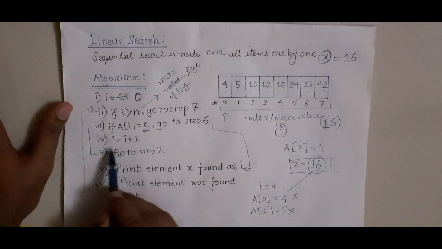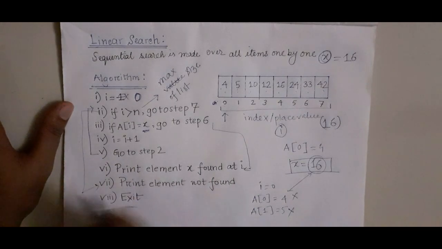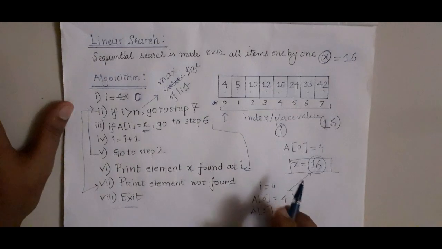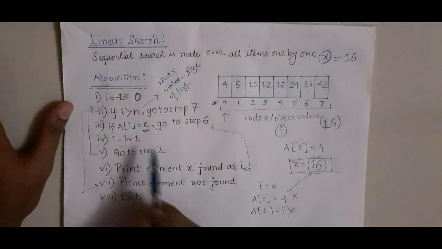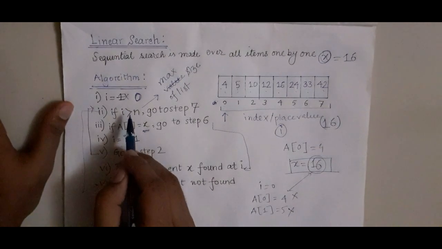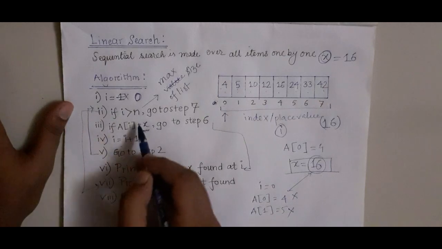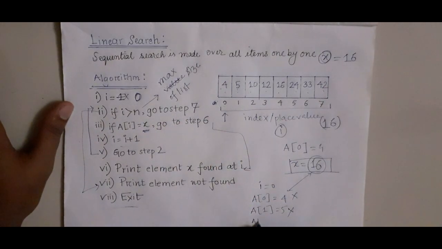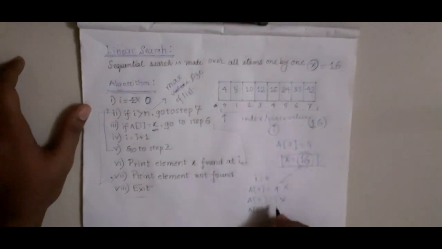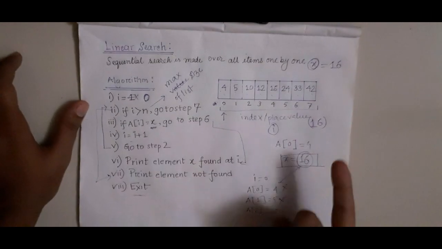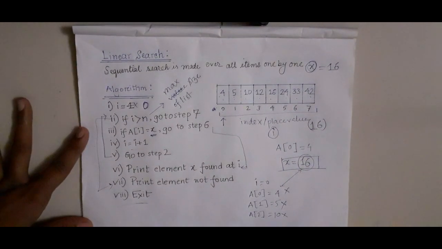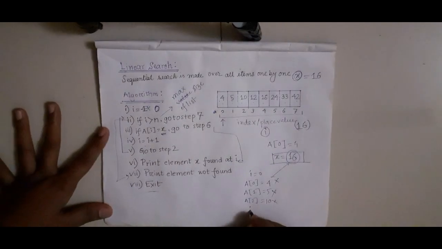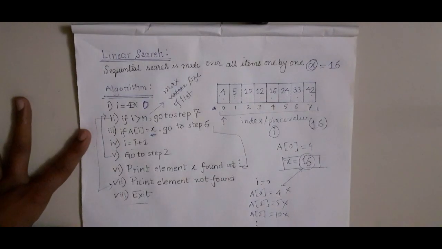Here we need to increase the value of I. Previously we had a value of 1. If we increment the value, it will become 2, right? We go back to step 2, greater than n? No. Then at A of 2 place we have 10. Is it equal to x? Not really, right? So this is how every time the value of I is getting incremented, right?